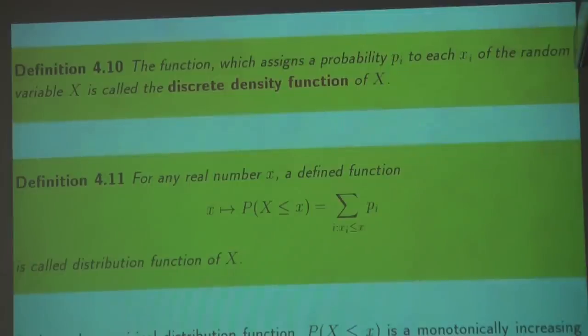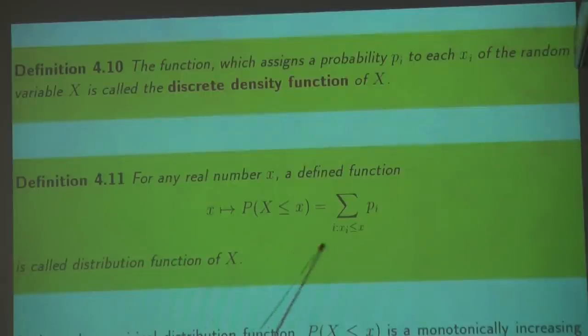Okay, the function which assigns a probability value to each value of a random variable x is called the discrete density function of x. And now if we sum up all values of the probability density function, all values xi less than or equal to some value x, then the resulting function is called the distribution function.